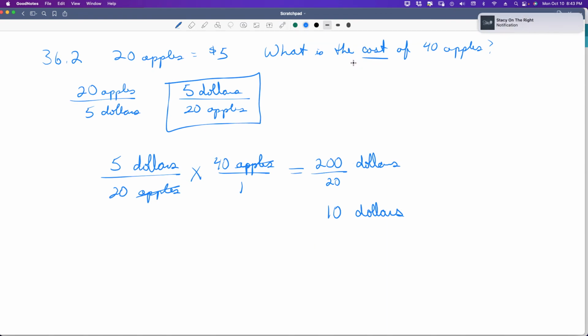Whatever this is looking for is what needs to be in the numerator of the rate that you choose. Okay, so if it's looking for cost, then you look for the cost up here. If it's looking for a quantity, then you would use the quantity. So you have to make sure you know what the question is asking you for.